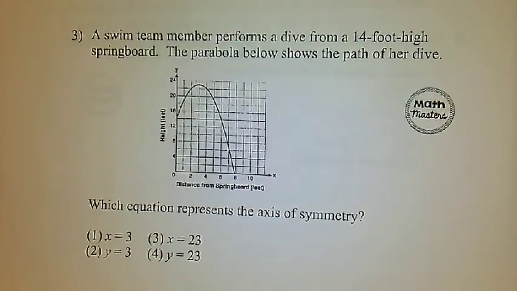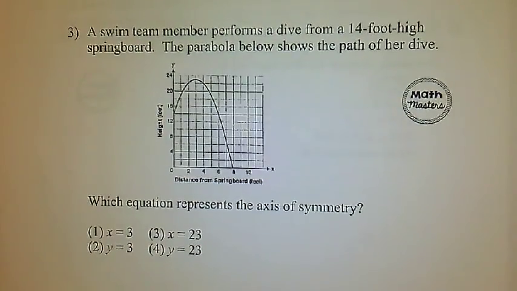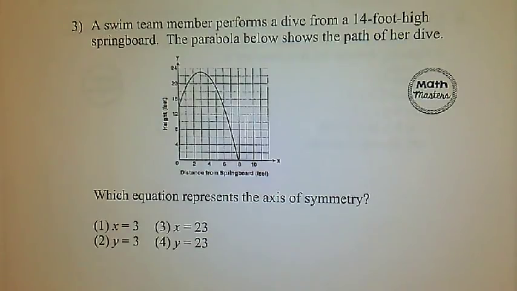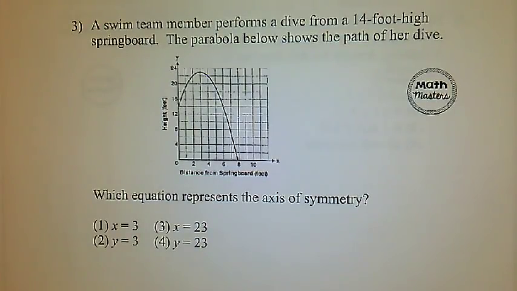All right, number 3. A swim team member performs a dive from a 14-foot high springboard. The parabola below shows the path of her dive. So we want to know, what is the axis of symmetry?